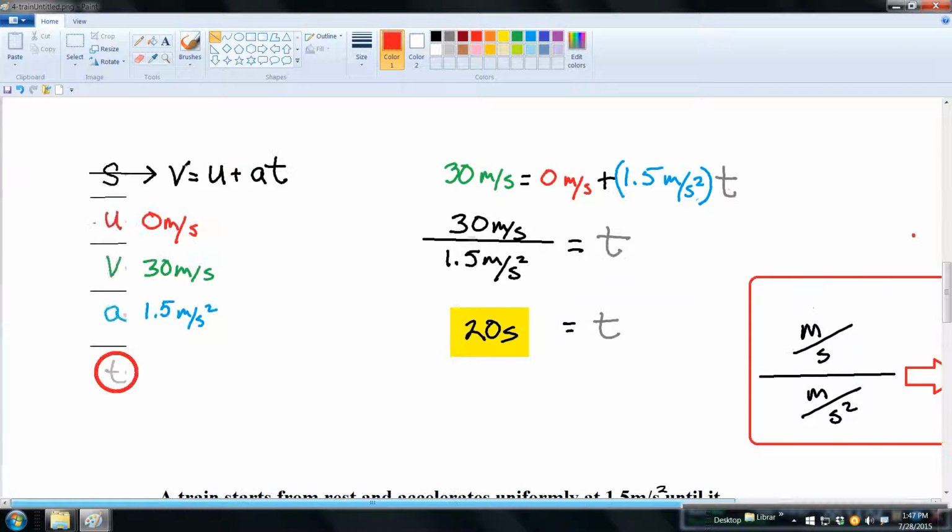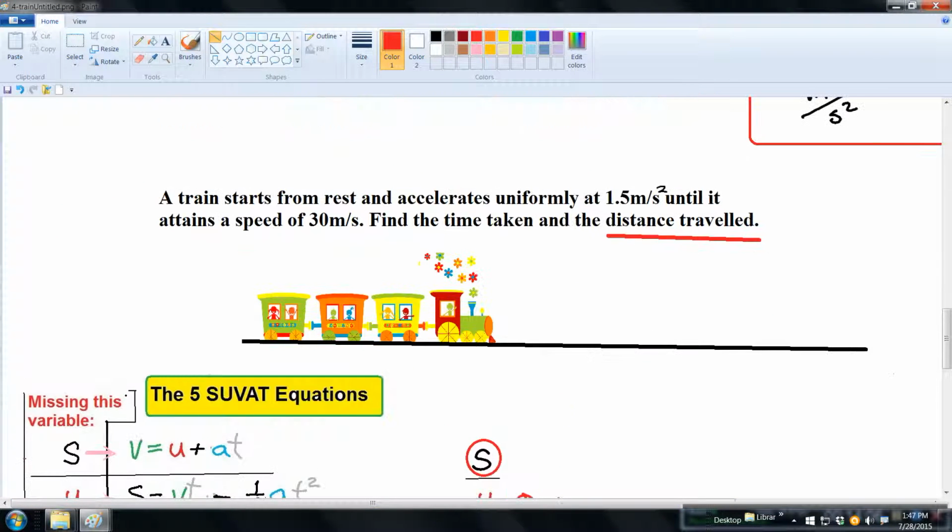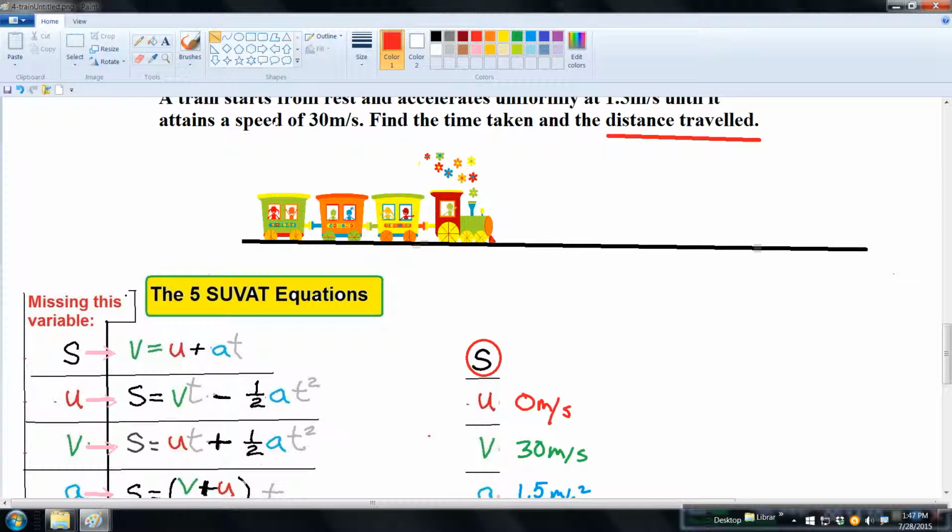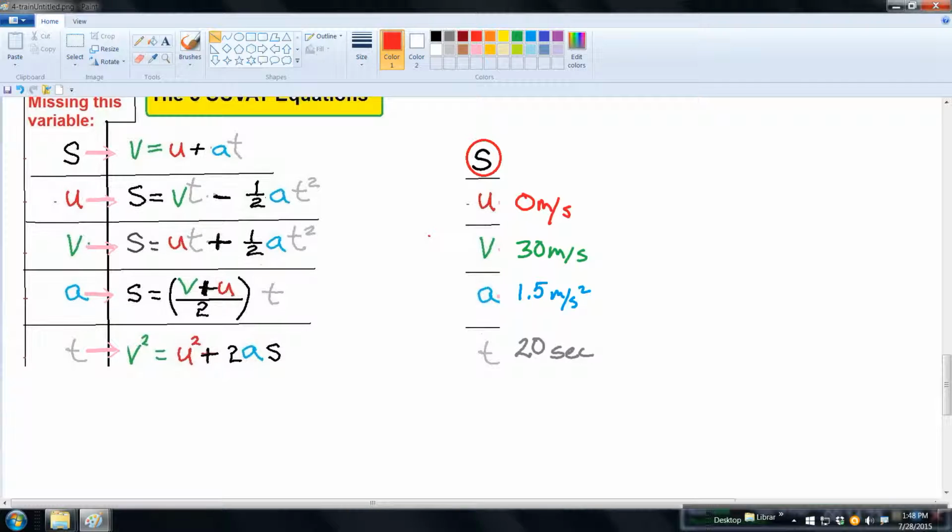Okay, so let's do the second part of the problem. The train, we already got the information. Now we want to find the distance that this train traveled. Okay, so we actually already know from the previous question the time it took. So we have a good dilemma here. We found this out. We were given this information initially in the problem, so now we're looking for displacement.